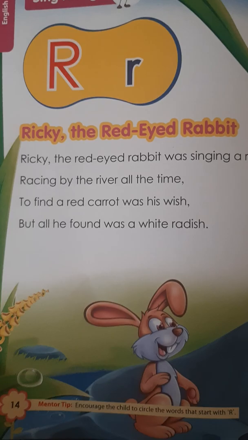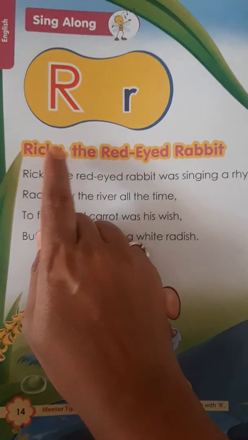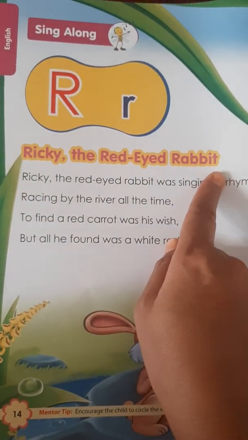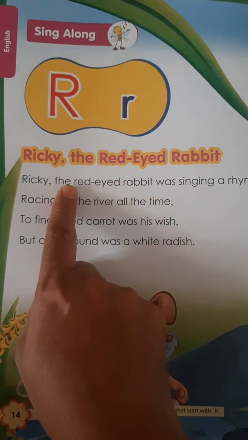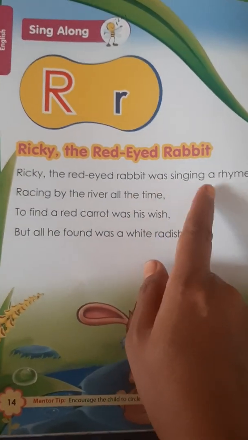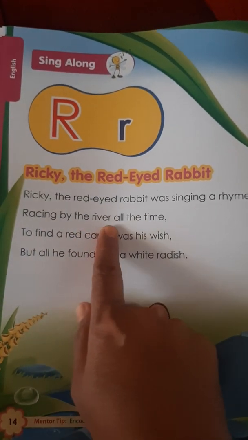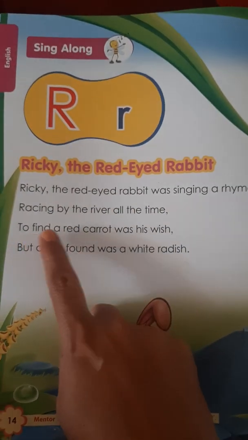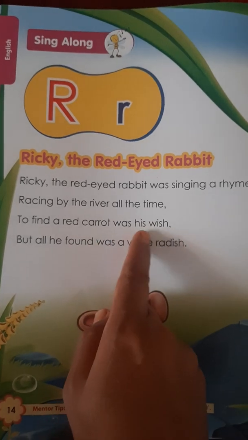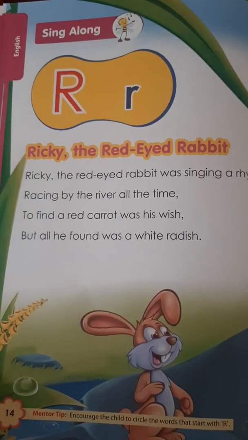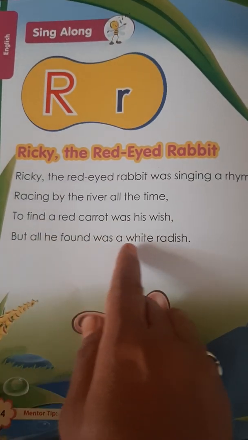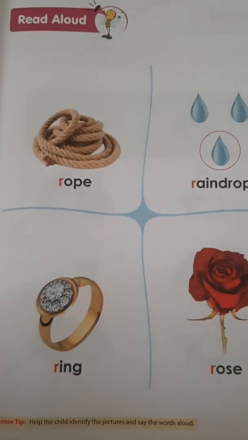So let's see which rhyme is given here. Ricky the red-eyed rabbit was singing on a rhyme, racing by the river all the time. To find a red carrot was his wish, but all he found was the white radish.